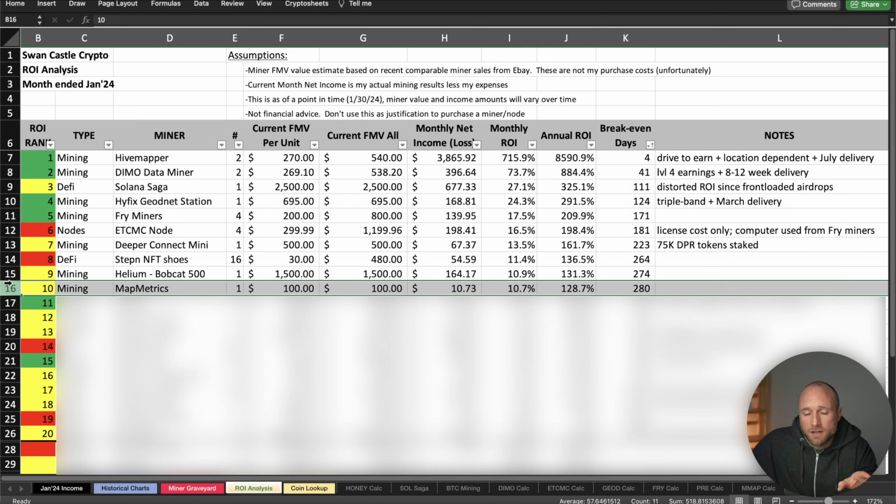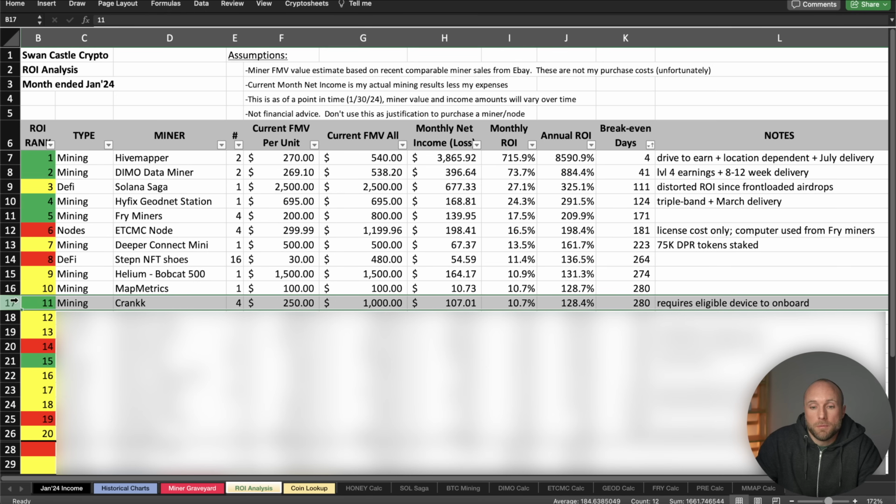Number 10, Map Metrics. I have this one as yellow just because the cost is quite low. It's kind of annoying. You have to open up their app every time you want to log it when you start driving. That is one annoying part of this device, but it has been a pretty easy project for me at this point.